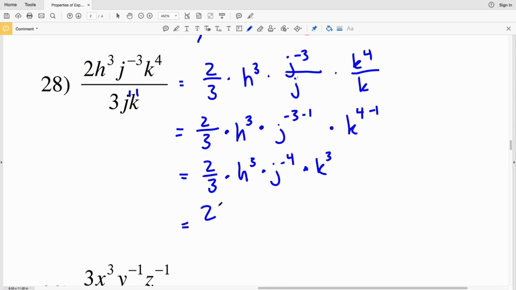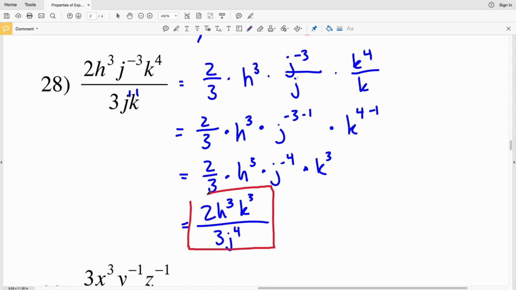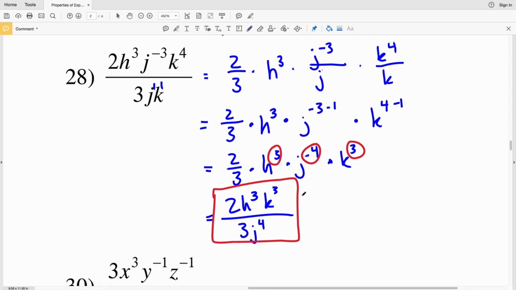So I'll have 2 times h to the third times k to the third all over 3 times j to the fourth. And that's because the 3 with the h is positive, the 3 with the k is positive, but the 4 is negative, so that j is going to be going into the denominator.